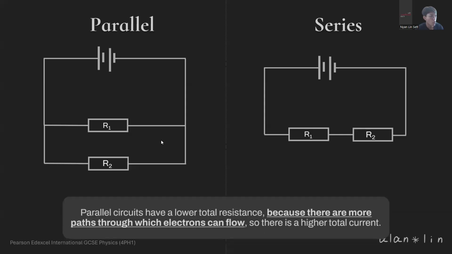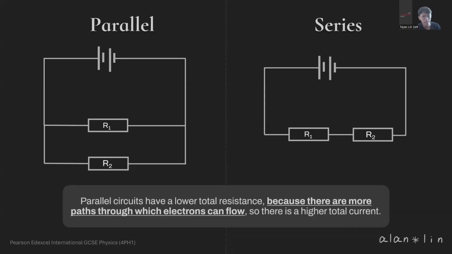And by the way, why do parallel circuits have a lower total resistance? Well, that's because there are more paths through which electrons can flow. And this is the exact wording that the marking scheme uses when we're explaining the difference in the total resistance between the parallel and the series circuit. In a series circuit, there is only one path.